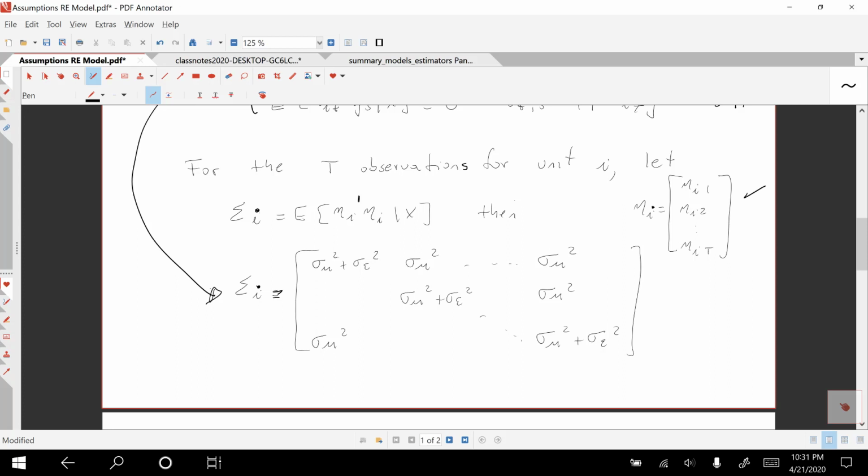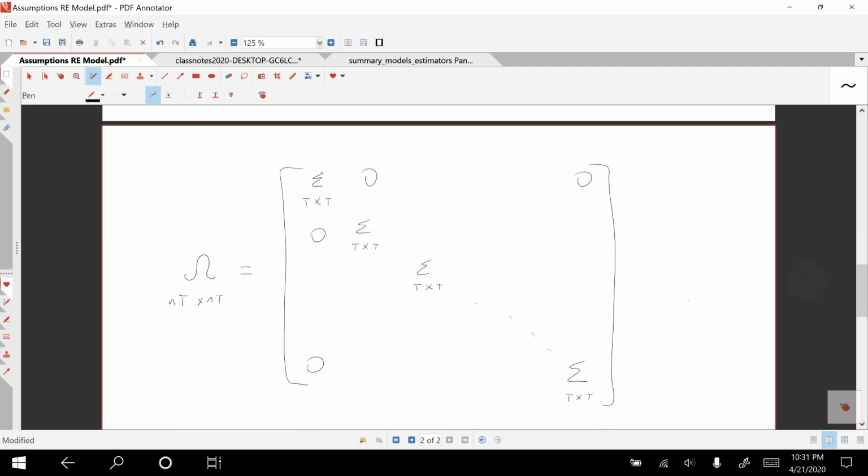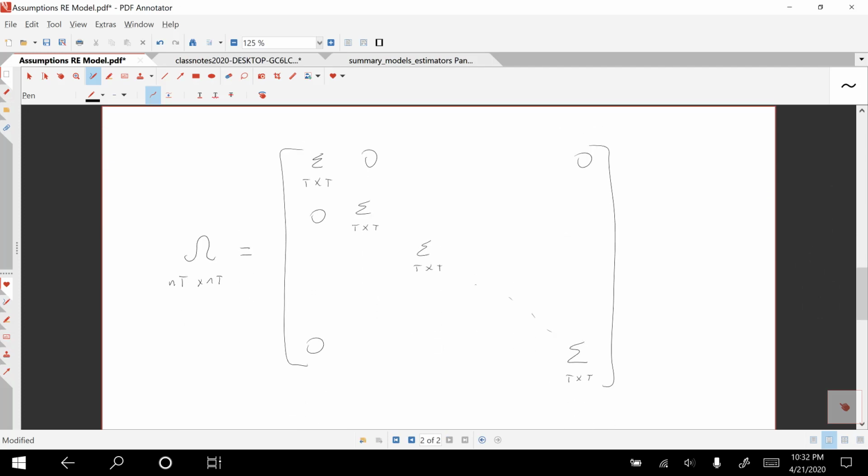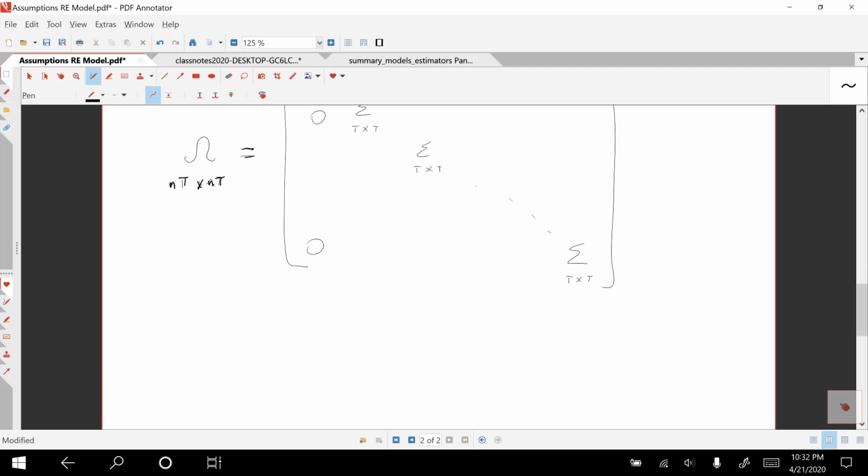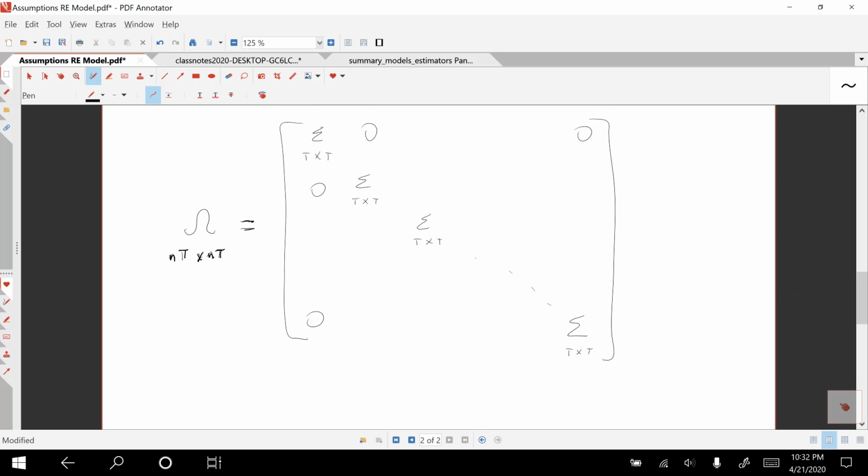But of course, for these variances, we assume that we have homoscedasticity, so this sigma i matrix is basically a constant, and with that we can build the variance covariance matrix of dimensions nT times nT. That's the variance covariance matrix of the errors for all individuals during all the time periods. So this is our omega matrix. And of course, once we have this omega matrix, we can think of the random effects model as a generalized linear regression model.